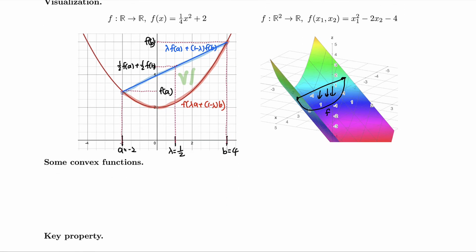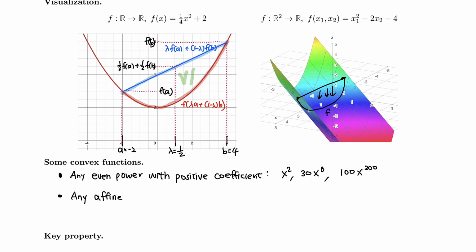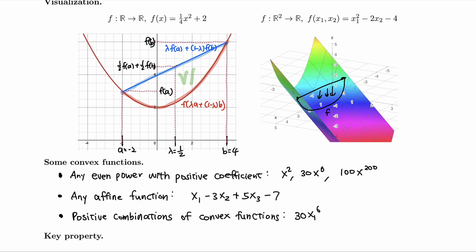We now give some examples of convex functions. Any even power with positive coefficient is convex. Any affine function is also convex. And any positive combination of convex functions is also convex.